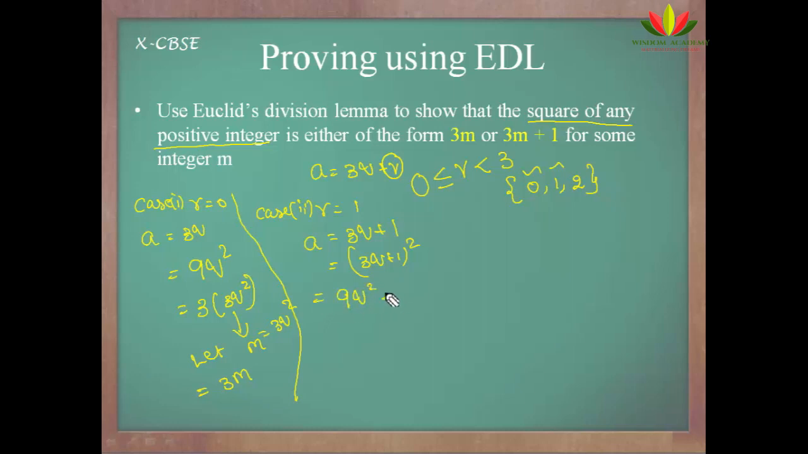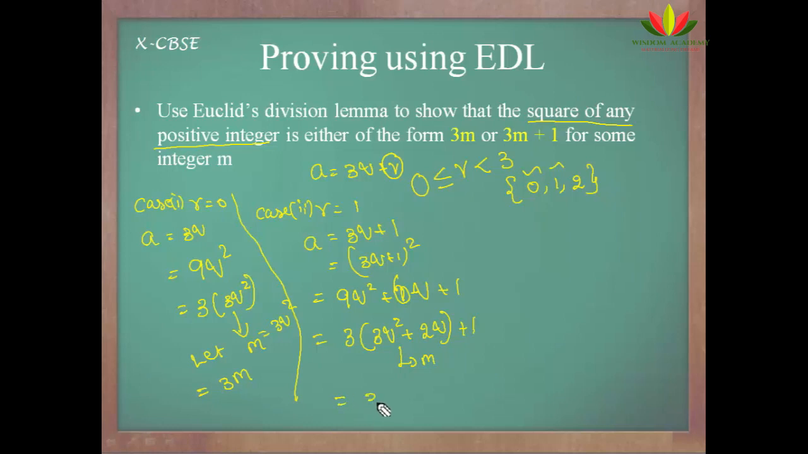9q square plus 6q plus 1. That is 3q the whole square plus 2 into 3q into 1 plus 1 square. So at last I will get it like this. Now I can take 3 common from these 2 terms, right? What will be the remainder here? 3q square plus 2q, plus 1. I will take this as m now.